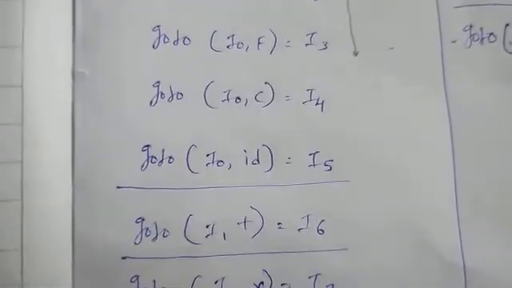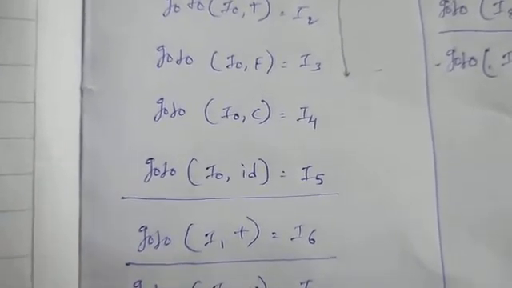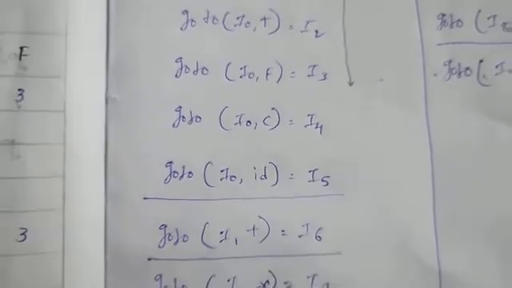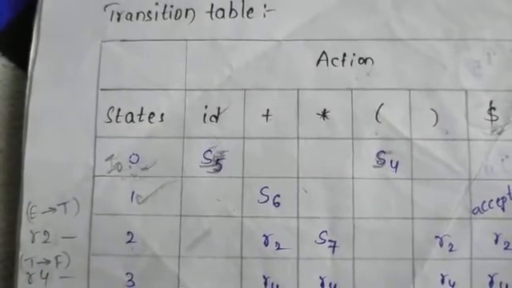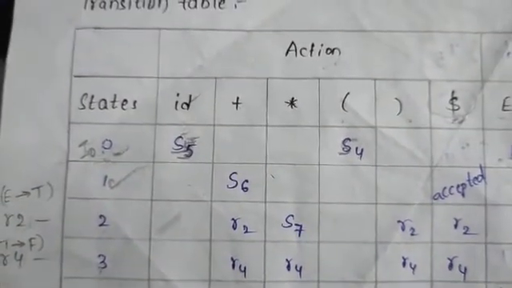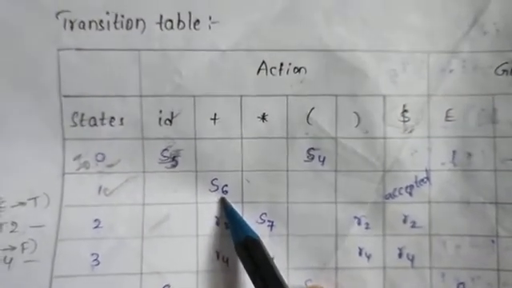Then it will go for the first state. Here in state 1 we have only one goto statement, I1 comma plus. That means whenever in state 1 plus comes, it will go to the sixth state. So here it is a terminal, plus, and for that reason I am using S6 as the indication.